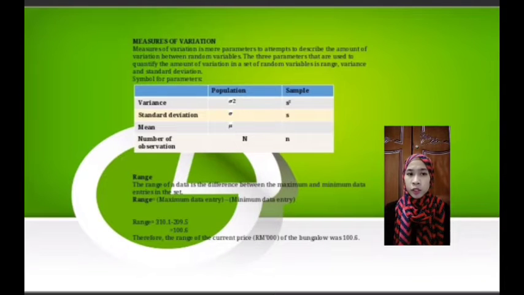The three parameters are about the quantity, the amount of variation in a set: range, variance, and standard deviation. The range of data is the difference between the maximum and minimum data entries in the set. The range is 310.1 minus 209.5. The answer is 100.6. Therefore, the range of the current price of the bungalow is 100.6.